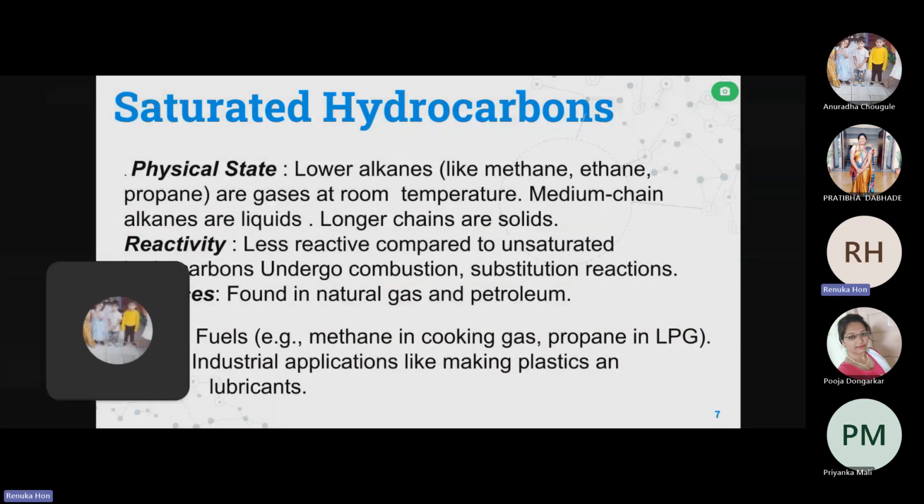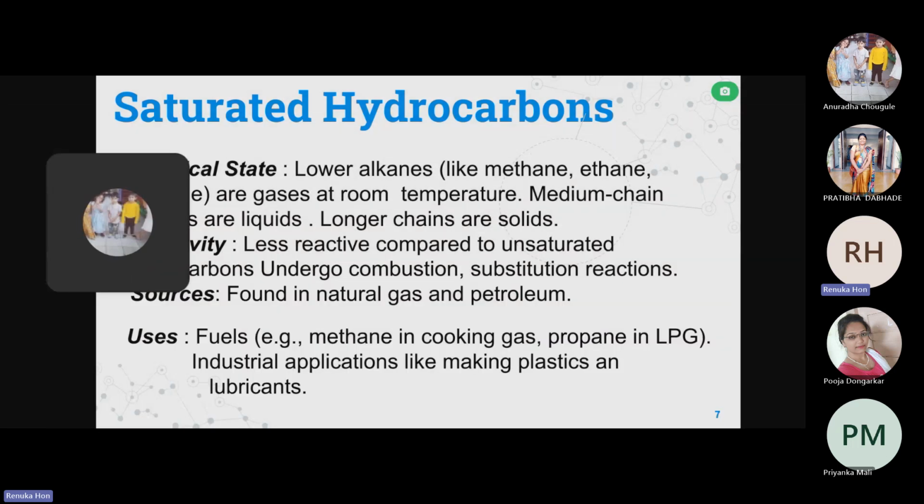In general we can say that the source of hydrocarbons is naturally occurring compounds like fossil fuels, crude oil, coal, natural gas. These all are the sources of hydrocarbons. Then, do you know LPG?